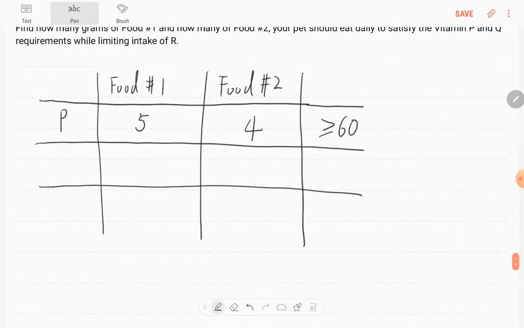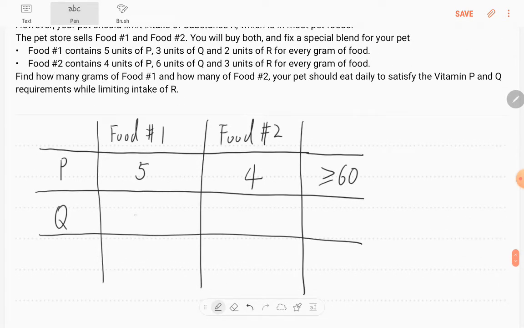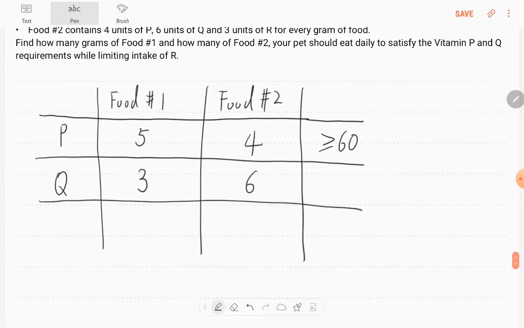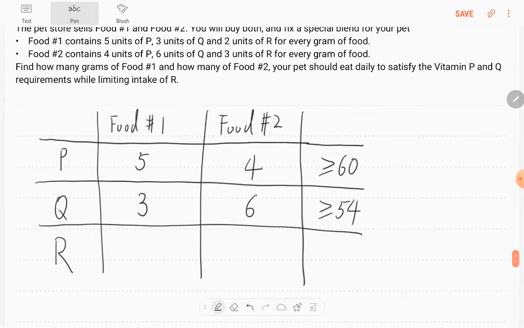The second row is vitamin Q. Food number 1 contains 3 units of vitamin Q, and food number 2 contains 6 units of vitamin Q. It says at least 54 units of vitamin Q. So at least means greater than or equal to 54. Substance R: food number 1 contains 2 units and food number 2 contains 3 units.